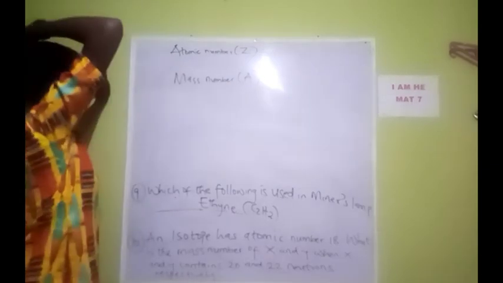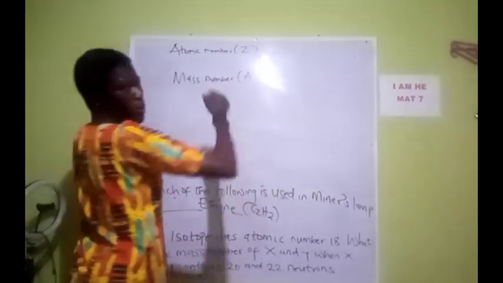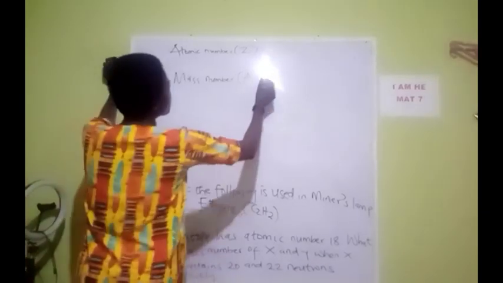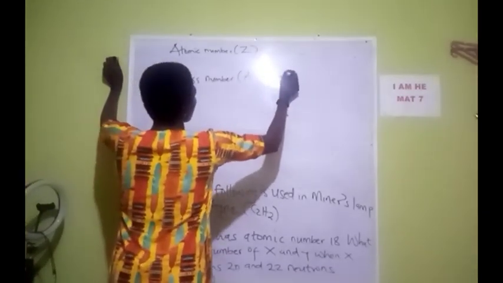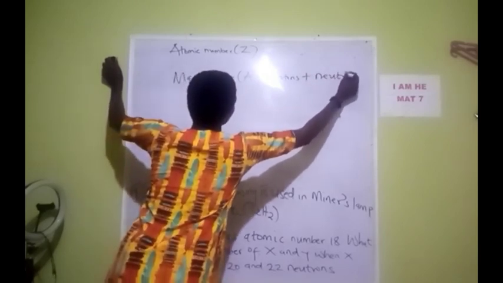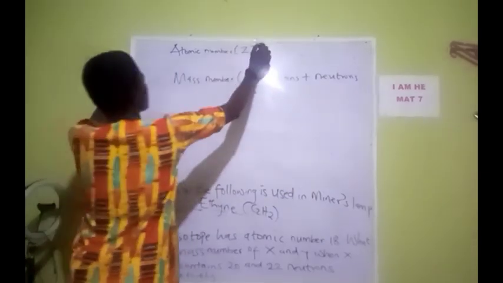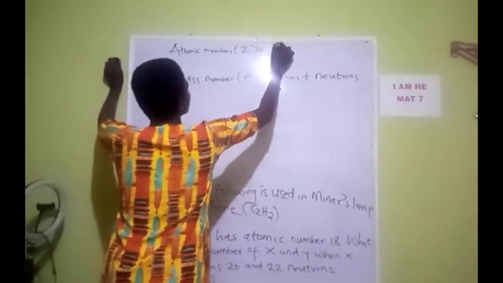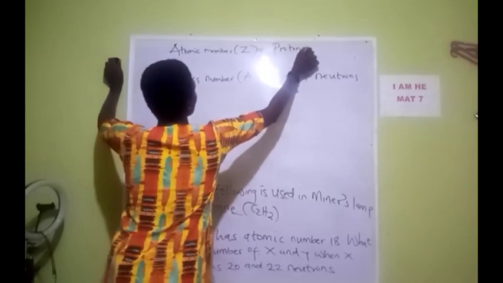Now, mass number, I just want to give you the mathematical expression of it. Mass number is equal to protons plus neutrons. Whereas atomic number is just the total number of protons. Total number of protons.